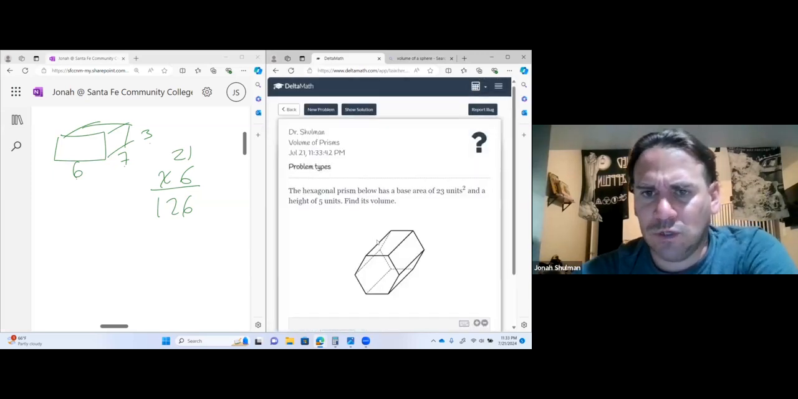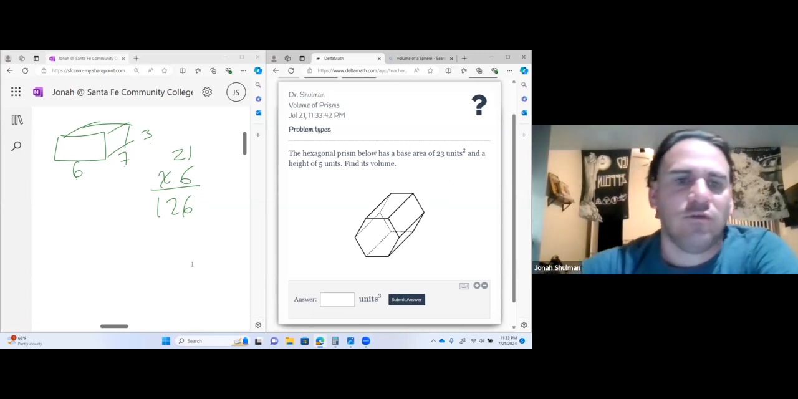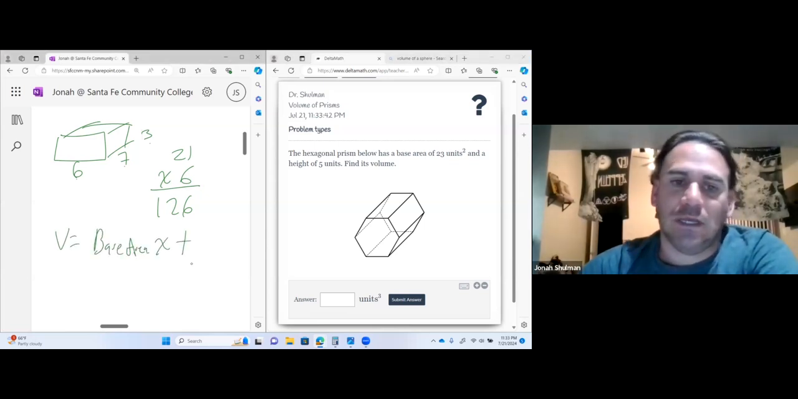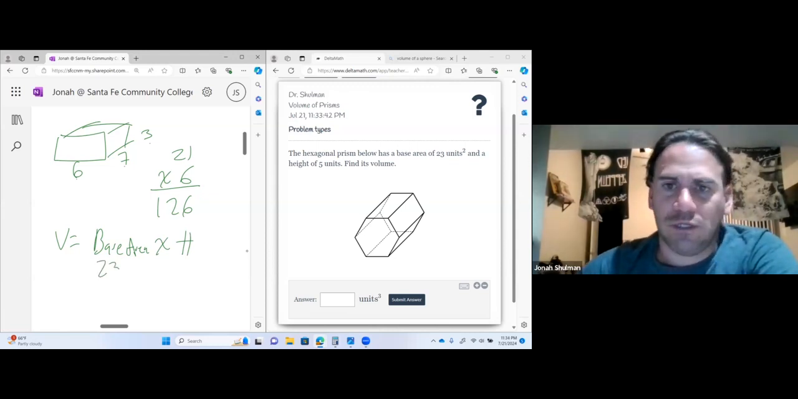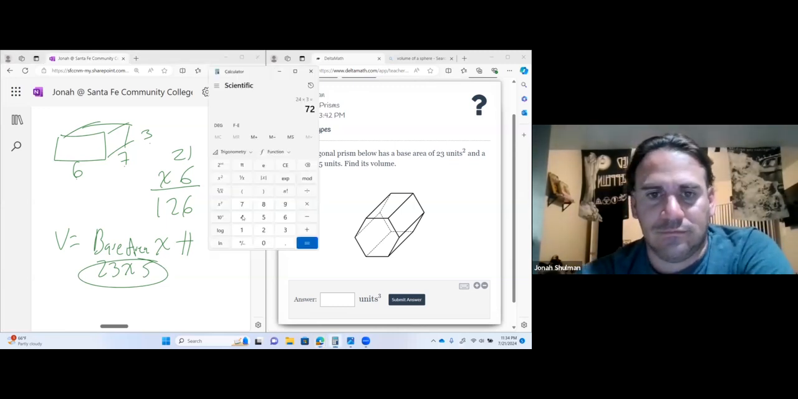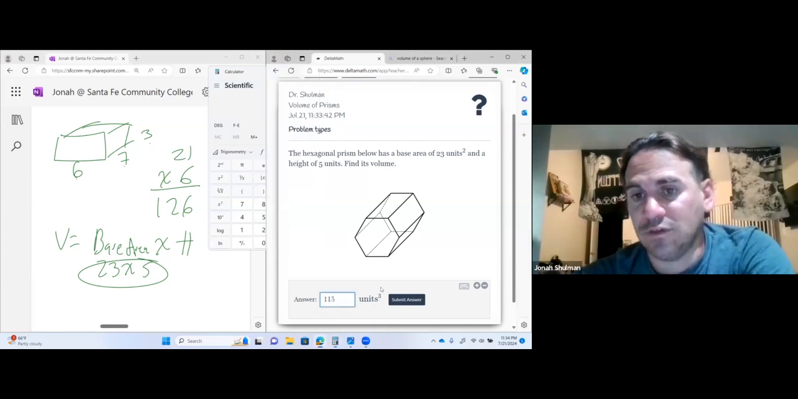Right, so let's do a prism one. So here's a hexagonal prism, and it gives you the base. It's always the base area times the height. So if it gives you the base area of 23 and a height of 5, this is any shape. Volume of any shape is just base area times height. So they already broke it into triangles for us. So it's just 23 times 5. 115. And notice it's cubic because it's filling the space.